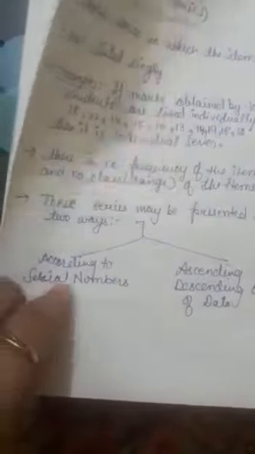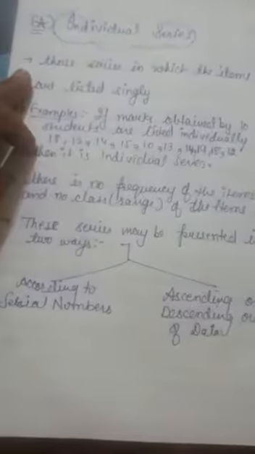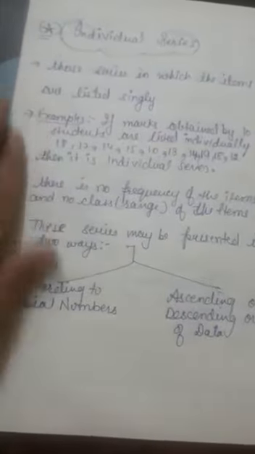Now the individual series data can be presented in two ways, either according to serial numbers, like we have roll numbers in the classes, or in ascending or descending order, clear. By either of the two ways we can represent the individual series. Examples of both have been given to you.